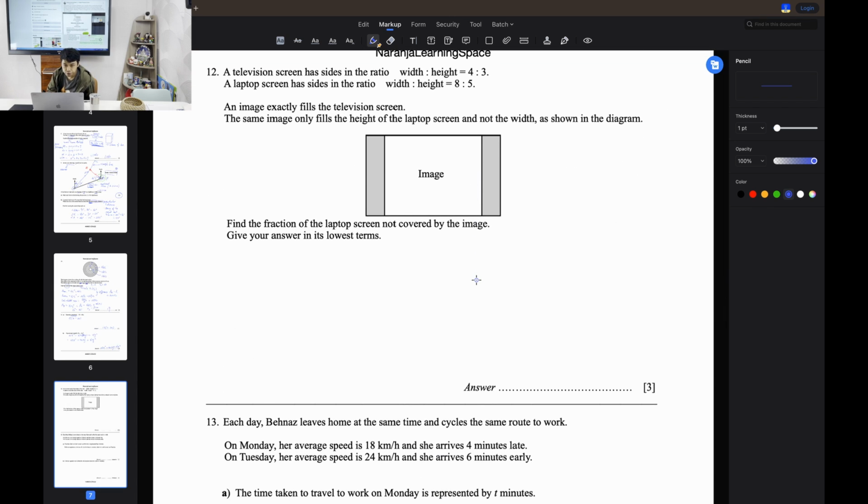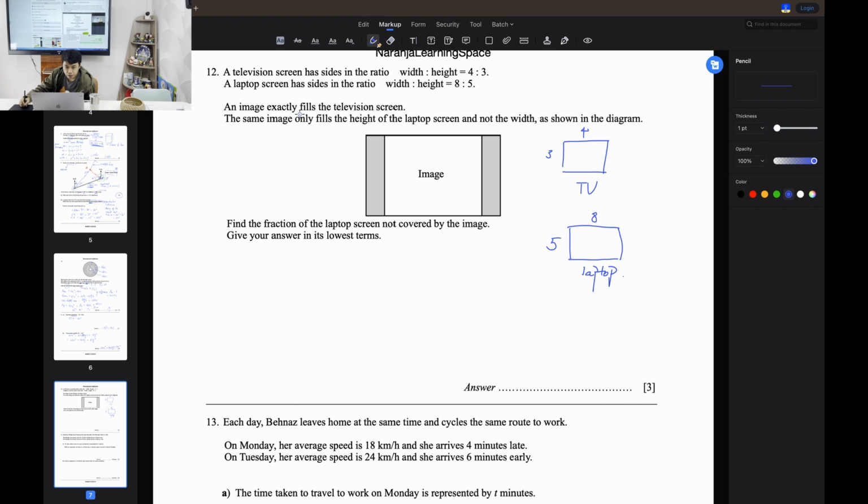Alright, question 12. A TV screen has sides in the ratio of width to height 4:3. If I have a TV, your sides is width to height. Oh, okay. Your width is 4:3. So this is 3, this is 4, right? Okay. So this is a TV. Then if you have a laptop, your screen is 8:5. Your width is 8, your height is 5. Okay, so it's probably like that. Okay, 8:5. So this is a laptop.